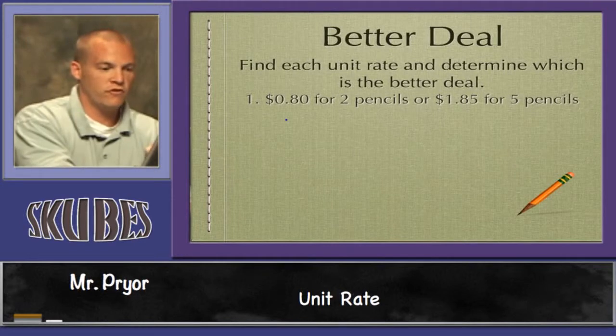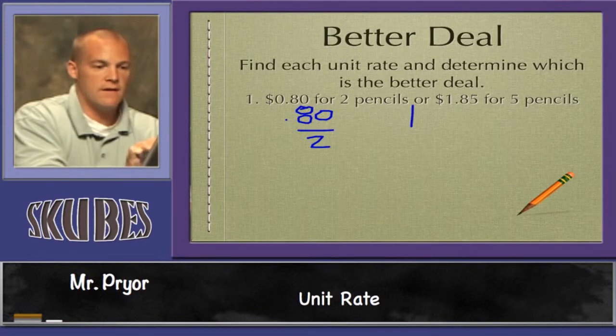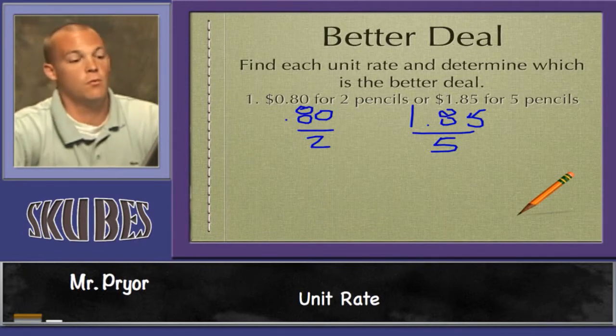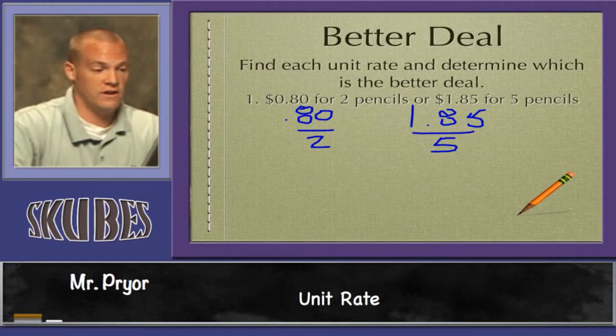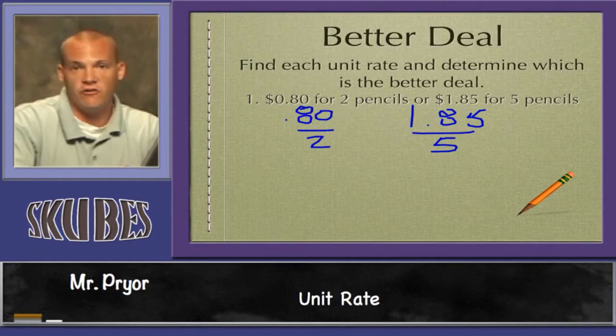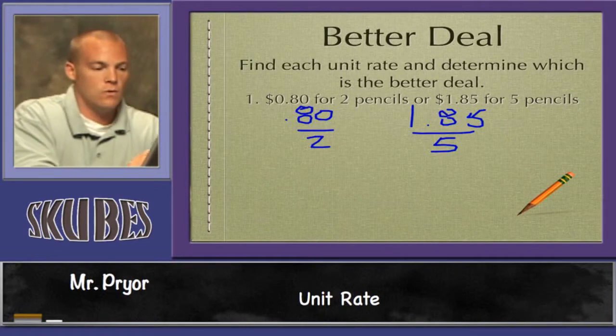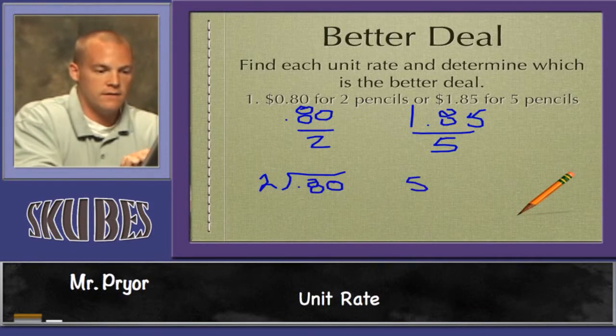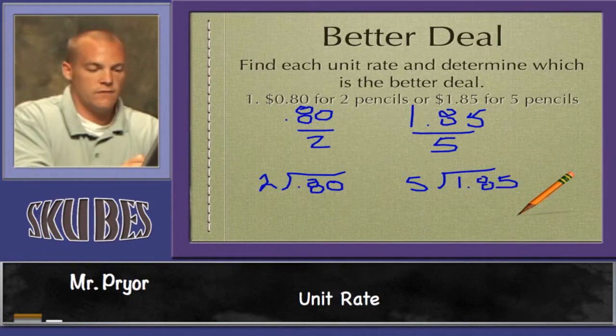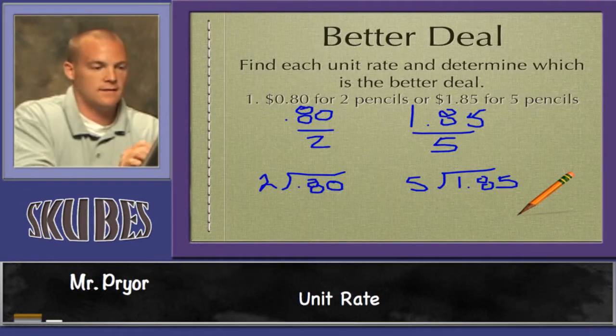The money portion of these problems, which would be 80 cents and $1.85, will both go in the numerator, and the total number of whatever it is you're buying goes in the denominator, in this case pencils. And you will use division again. That is your setup as far as the fraction would be concerned. So we're going to work these two one problem at a time. We'll divide 2 into 80, and then we will divide 5 into $1.85. Okay, so let's look at first 2 divided into 80 cents.